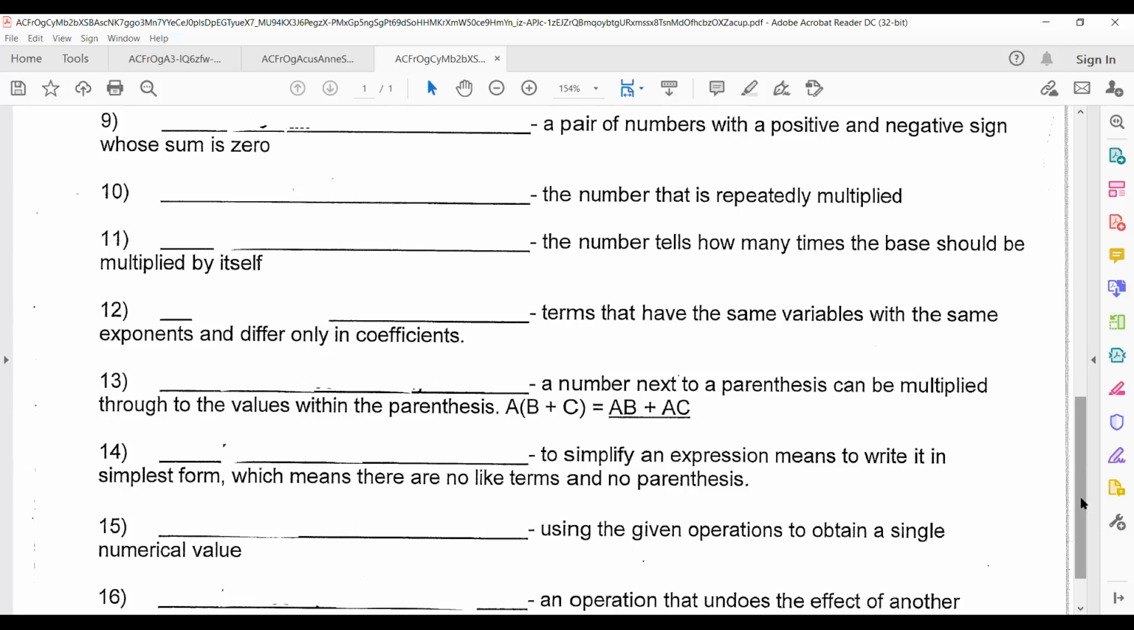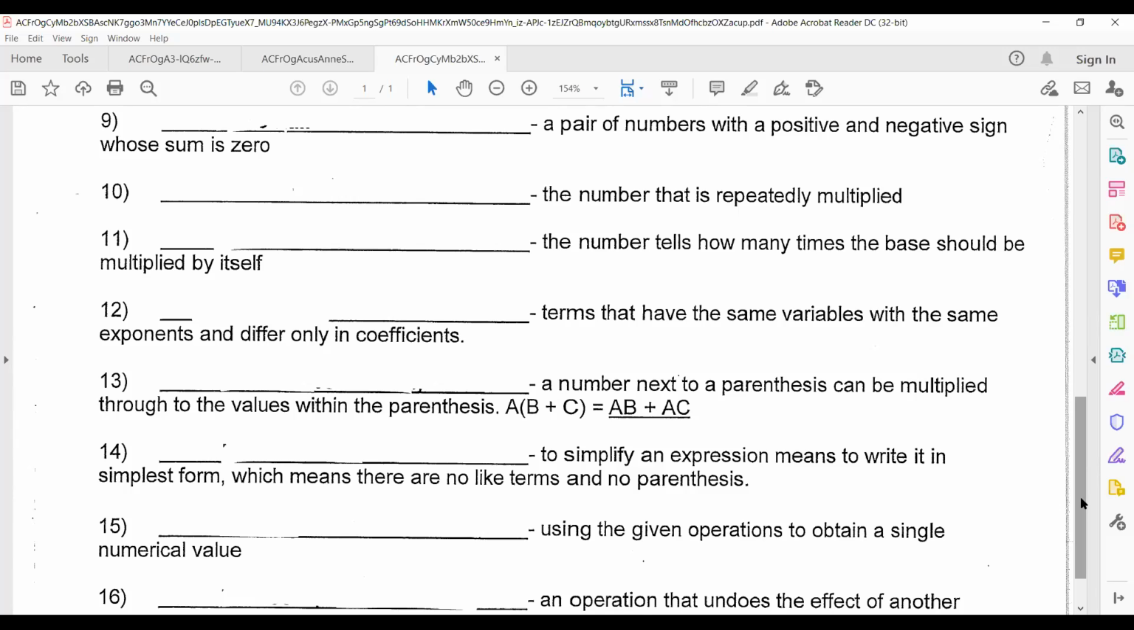Anybody want to take a crack at 13? Distributive. Who said that? Distributive property. Distributive property is one of the most useful things we will do in simplifying or solving problems. Distributive property. Right, so it's not showing up. Distributive property.